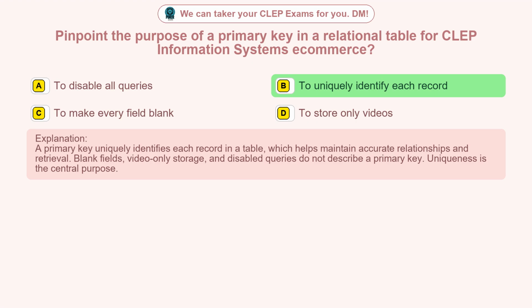A primary key uniquely identifies each record in a table, which helps maintain accurate relationships and retrieval. Blank fields, video-only storage, and disabled queries do not describe a primary key. Uniqueness is the central purpose.